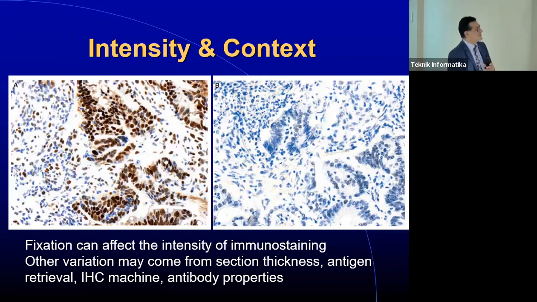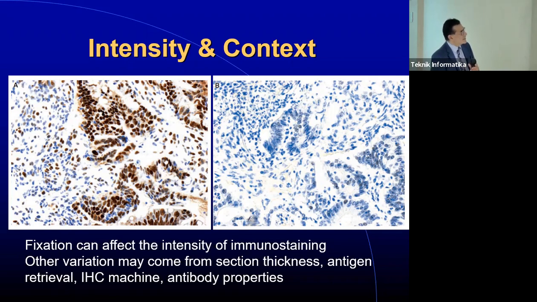So another source of variation may be immunohistochemistry. We're using antibodies to identify proteins. And I said the fixation can affect the way that the tissue behaves, right? So here we've got two samples from the same patient, right? Two different samples from the same patient. One has been well fixed and the other one has been badly fixed.